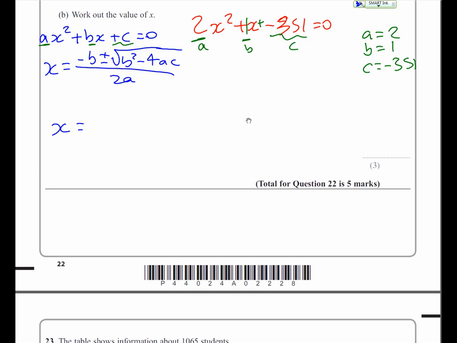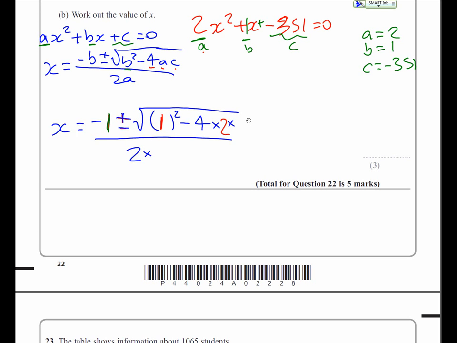Now we put it into our formula. I've also done a video on the quadratic formula if you want to check this out. So B is 1, minus 1, plus or minus the square root of b squared. We usually want brackets for squaring it. So B is 1, squared, minus 4 times A times C. Well, A is 2 and C is minus 351. Because it's a minus, we'll put a plus there because minus times a minus is a plus. All over 2A. Well, A is 2.